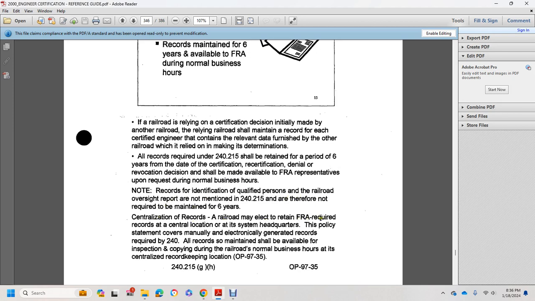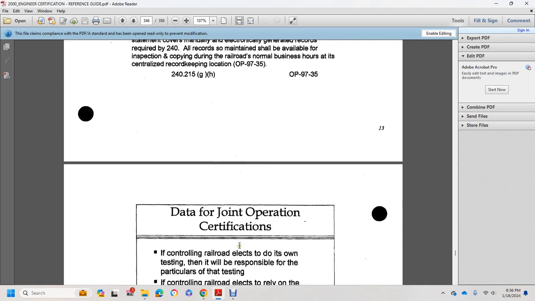The railroad may elect to retain the FRA required records at a central location, system headquarters policy. The statement covers manually and electronically generated records required by part 240. All records maintained should be available for inspection and copying during the railroad's normal business hours. Added centralized record keeping location, Ops 9735.